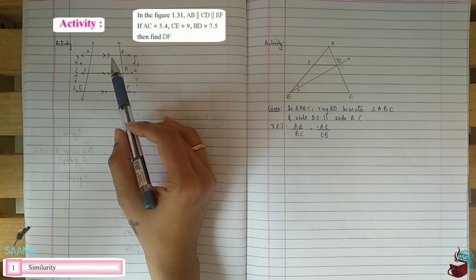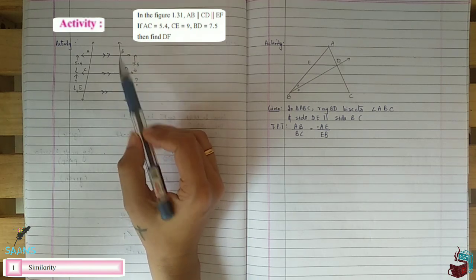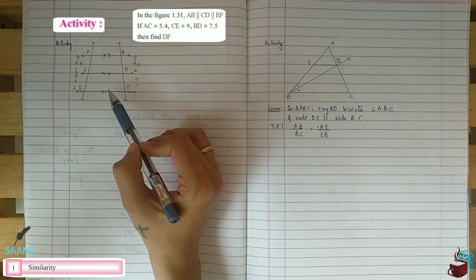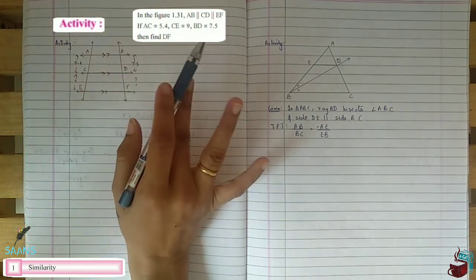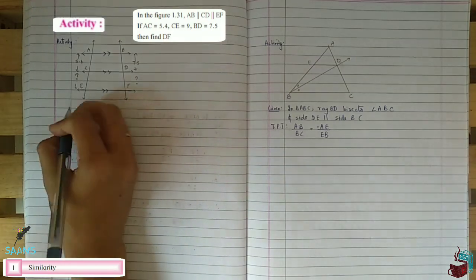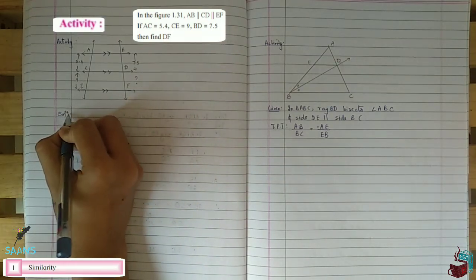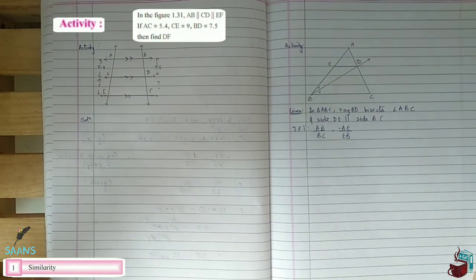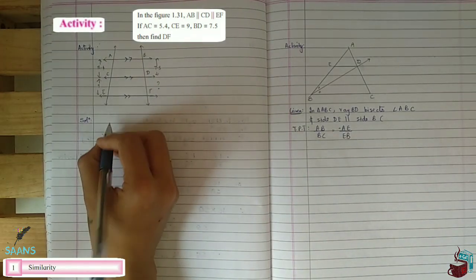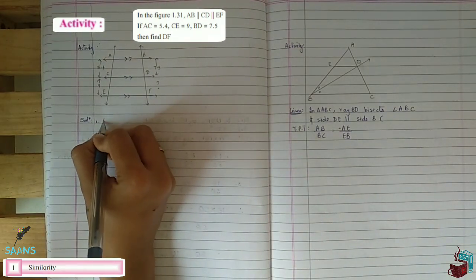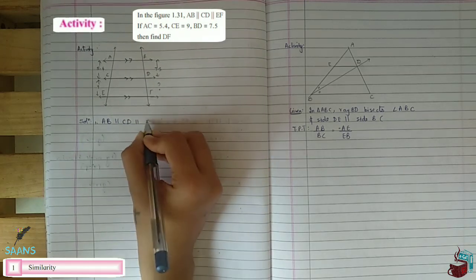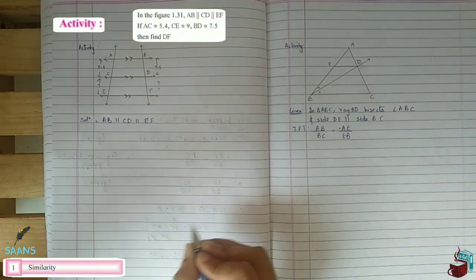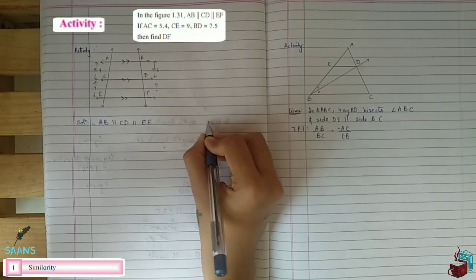So AB is parallel to CD is parallel to EF. Direct conclusion, this is parallel to this is parallel to this. Therefore, 1 upon 2 is equal to 3 upon 4. It's a direct application. There is no other way. So, I'll directly move on to the solution. So that is AB is parallel to CD is parallel to EF. That is given.